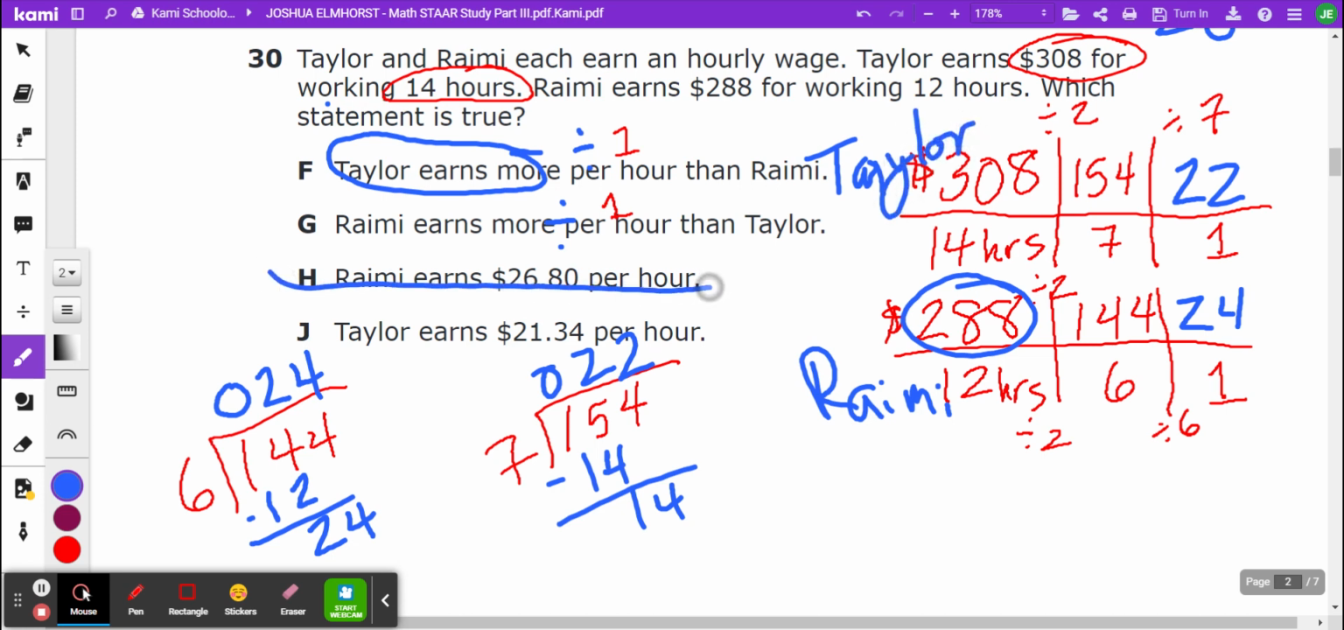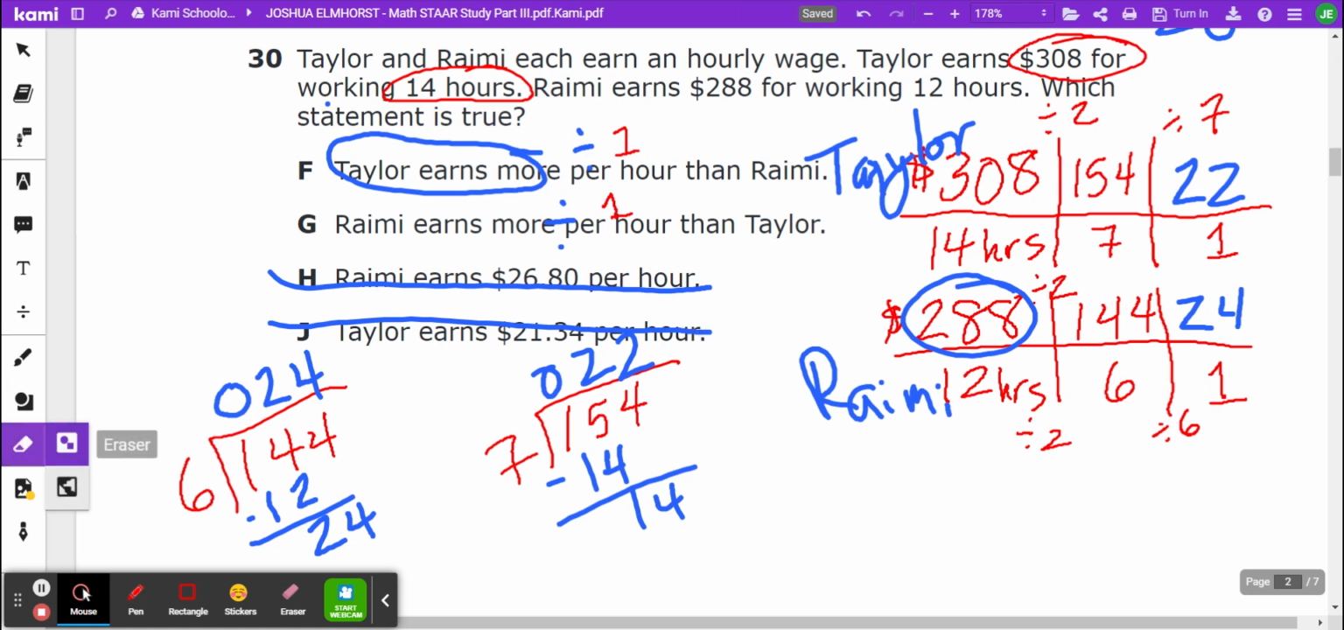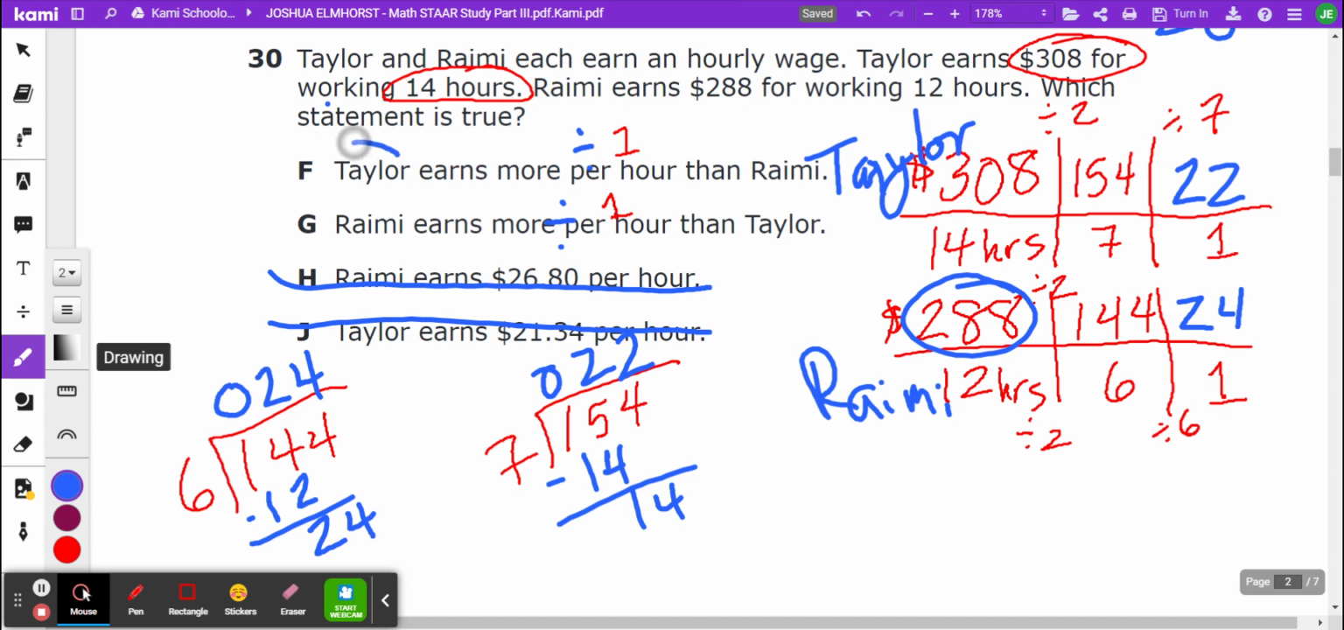Okay, so this is not true. Those are 2 obvious wrong answers. So go ahead and make your selection there between Taylor or Raimi. Taylor earns more. Taylor does not earn more.